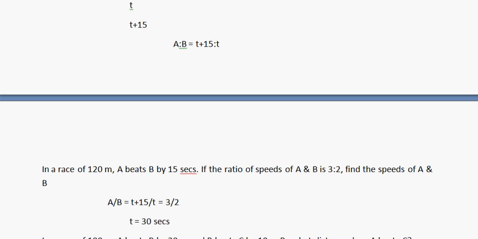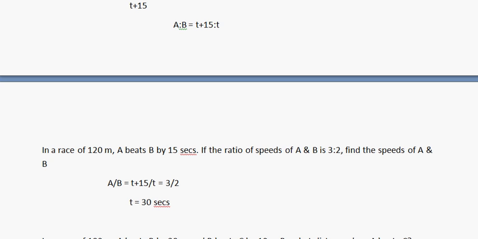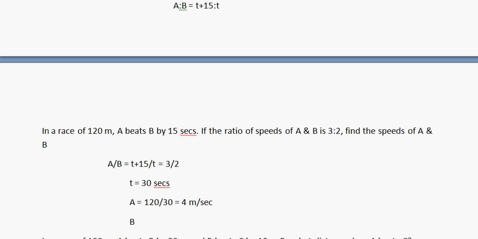So this is the time taken by A to cover 120 meters, which means the speed of A would be 120 by 30, which is equal to 4 meters per second. Similarly, we can find the speed of B, which is equal to 120 divided by 45, which would be 8 by 3, which is equal to 2.66 meters per second. So these are the speeds of A and B.